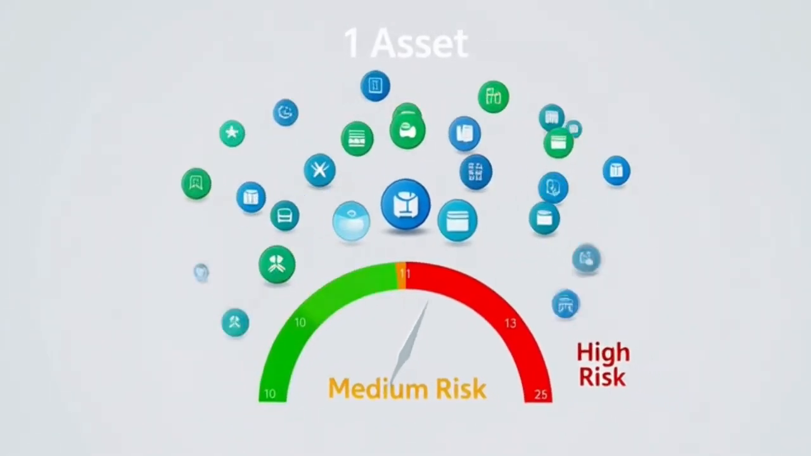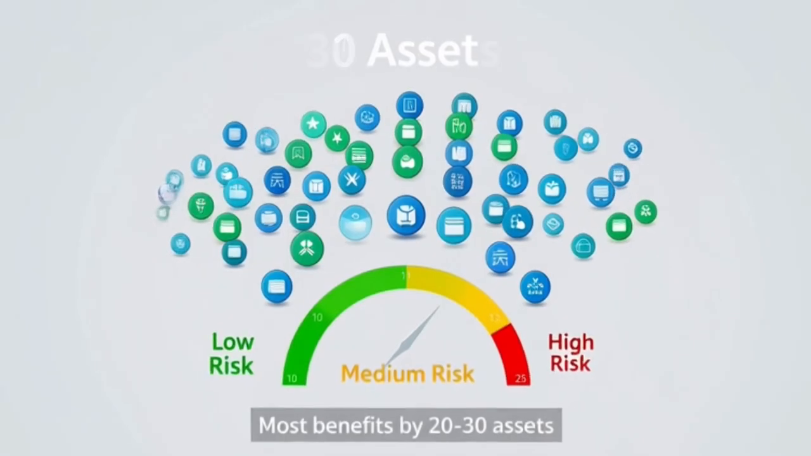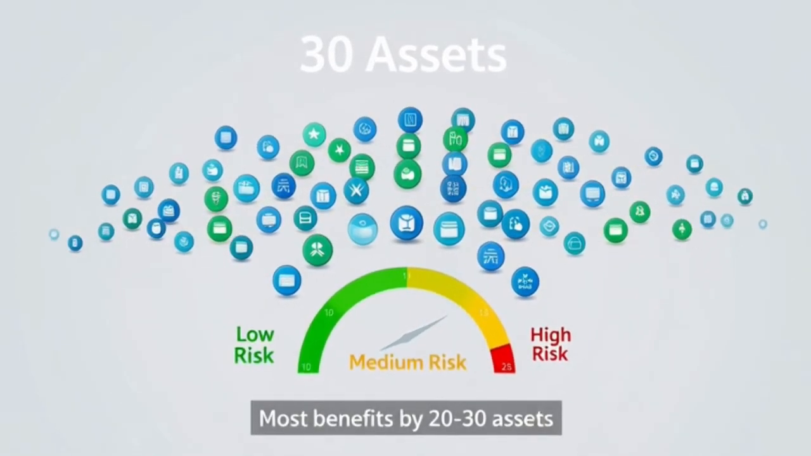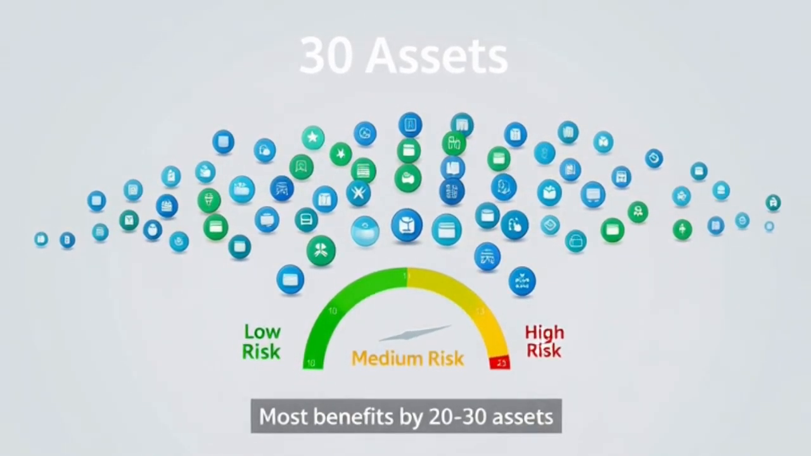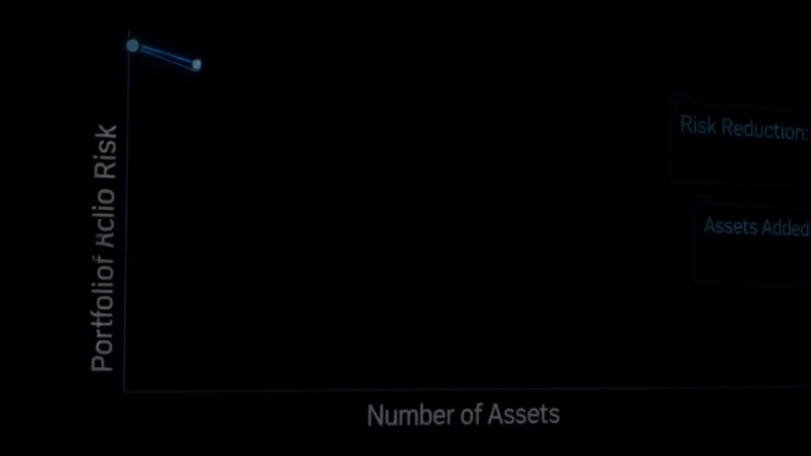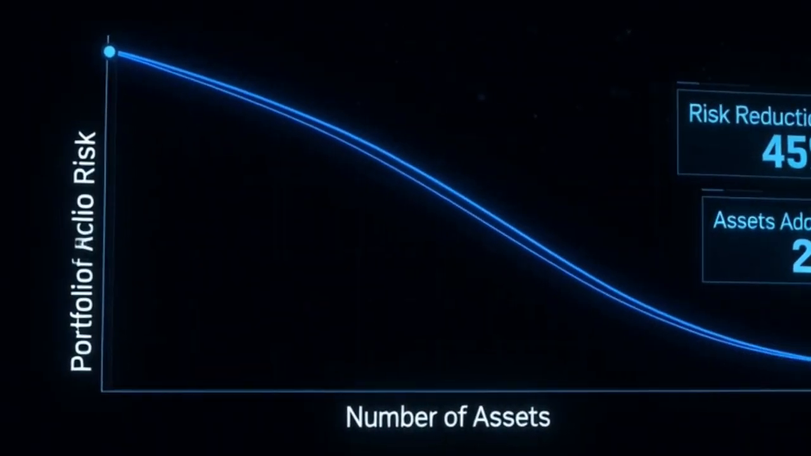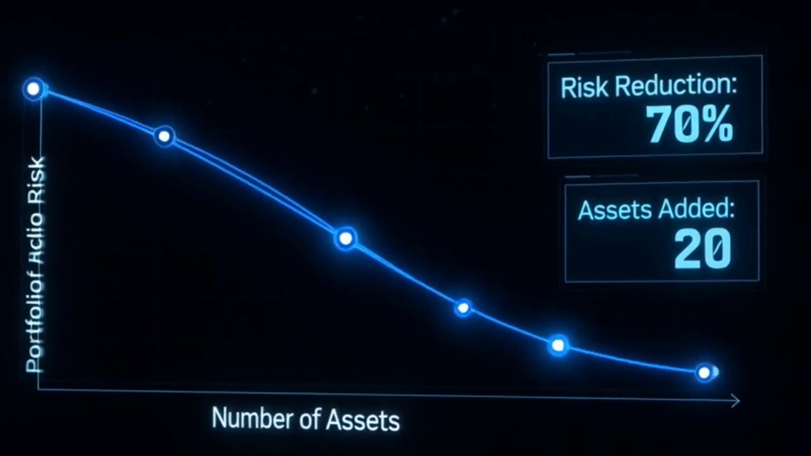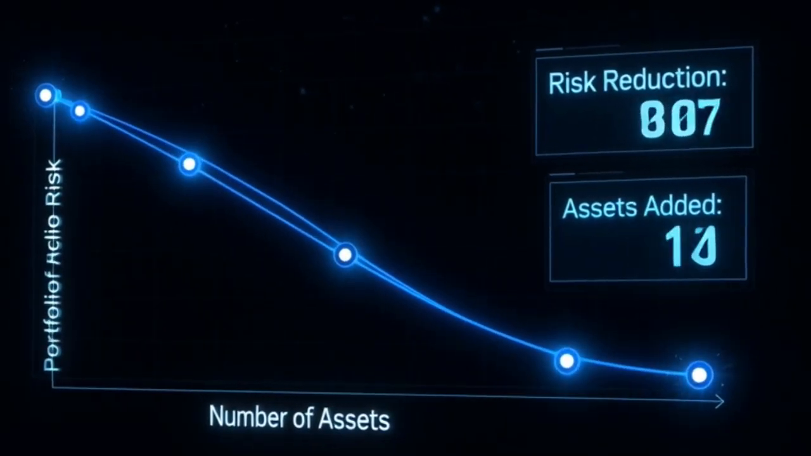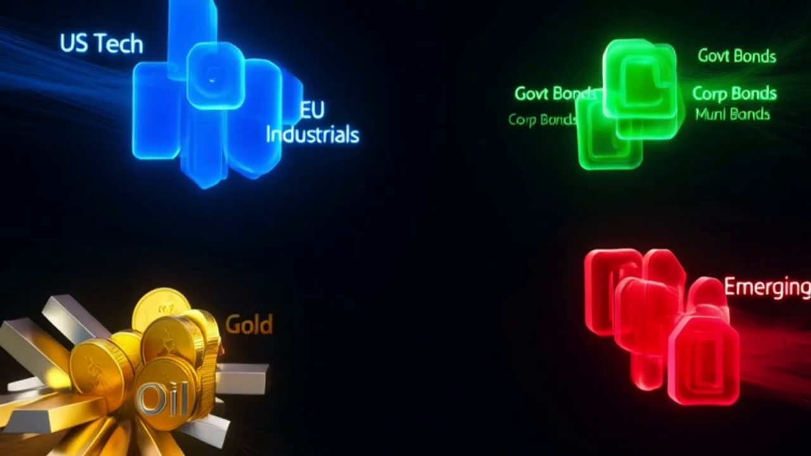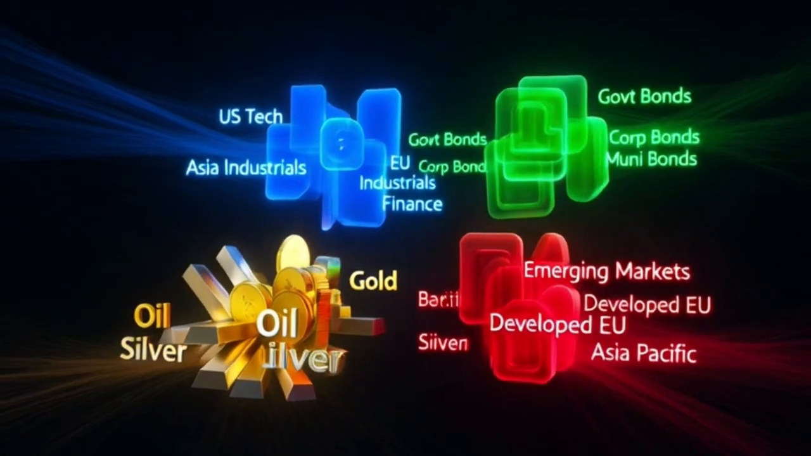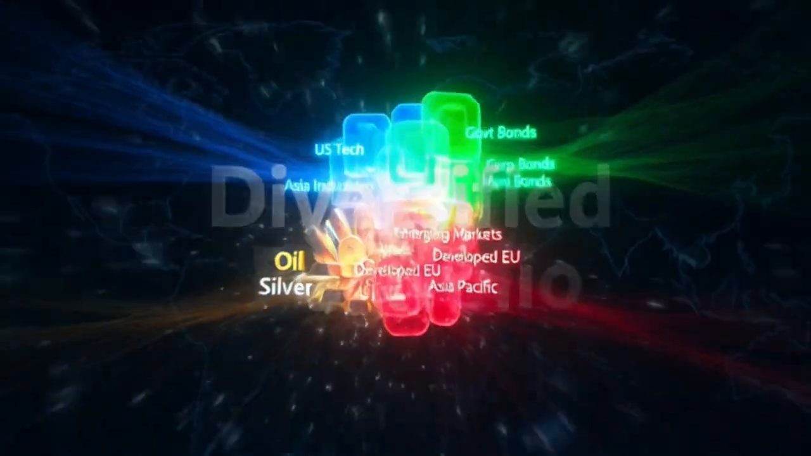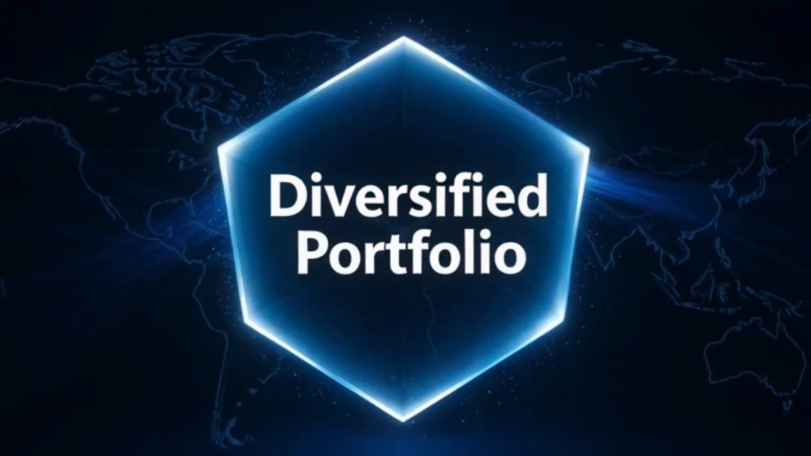Research shows most diversification benefits are achieved by holding around 20 to 30 well-chosen assets. As more assets are added, portfolio risk declines rapidly at first and then stabilizes over time. True diversification comes from combining assets with low correlation across sectors and regions, creating a resilient portfolio.